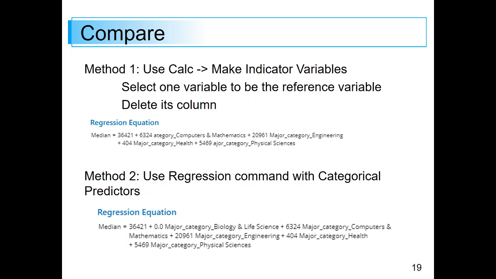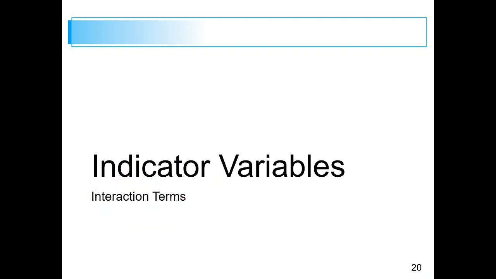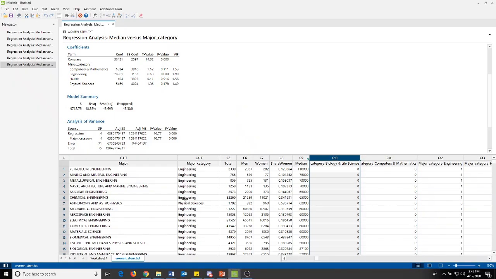Okay, so again, method 1 was to use the indicator variables, and you can see the equation there. The other one is to use the regression command and put in your categorical predictors. And see down here, the only difference is that you have a 0 here for biology, and there's nothing up here. And it's the exact same equation that you get. So both of them provide the same results. Okay, let's try one more with Minitab.